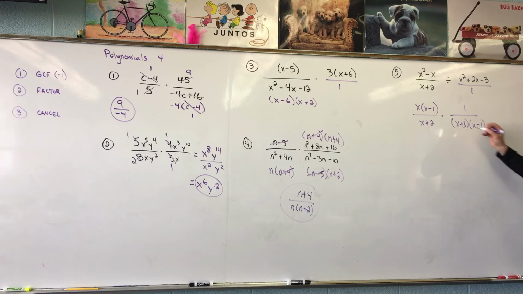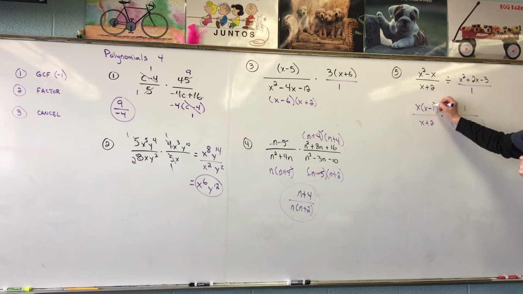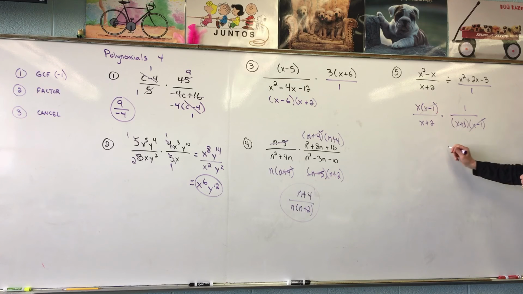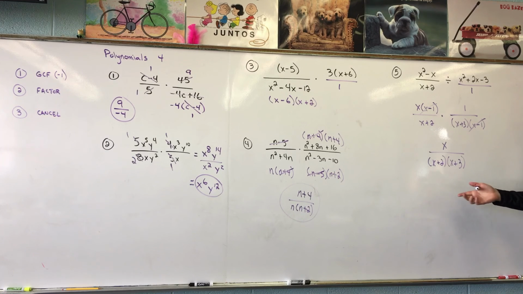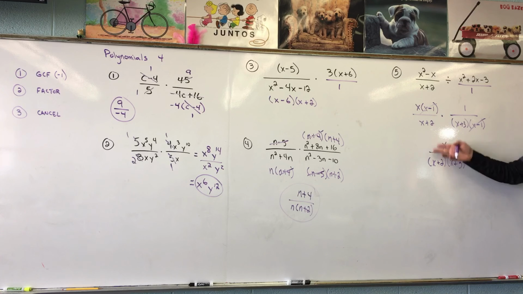Okay, and so now, once we do that, we can go ahead and cancel. Don't cancel across division. Okay, so we got an x minus 1 up here, and an x minus 1 here. And that looks like that's it. So x times 1 would be x on top. And on the bottom, we'd have x plus 2 times x plus 3. So you guys, the book might multiply those together, but again, this is fine right here. You can just leave it like that.